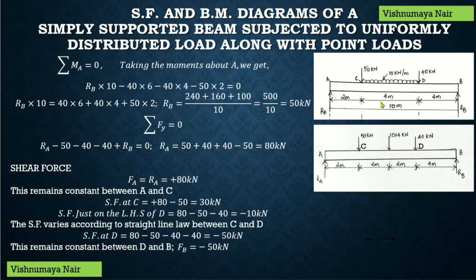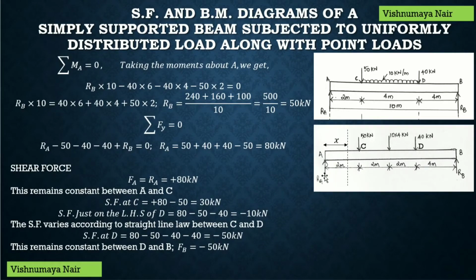Let's find out the shear force values acting along the length of the beam. First, let's consider a section between the points A and C at a distance of, say, x meters from the end A. So this distance is x meters. Now we have to find out the shear force value acting at this section. For that we have to consider either the left portion or the right portion of the section. Let's consider the left portion of the section.